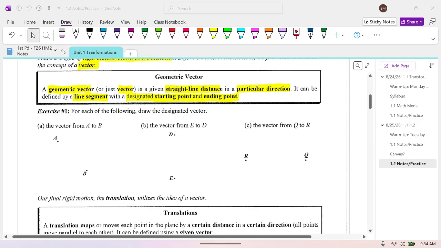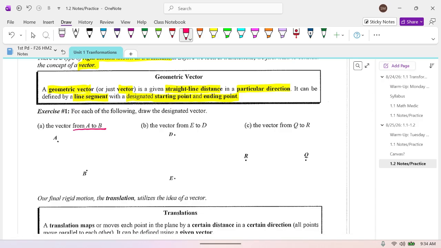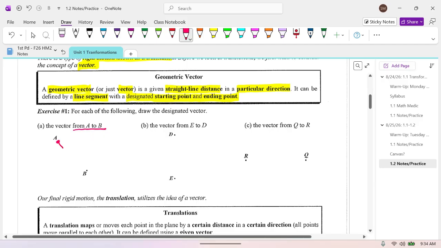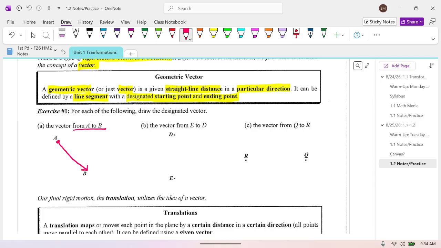So we're just going to start by drawing vectors. They want us to draw a vector from A to B. So where do we start? A. So A is where we start, and you're just going to draw a straight line to B. Now, so we know the direction, we put an arrow at the end. So what we just drew right there is a vector.